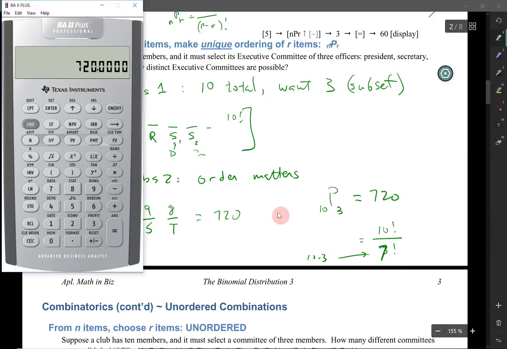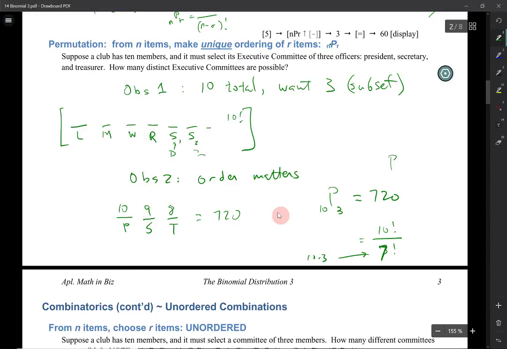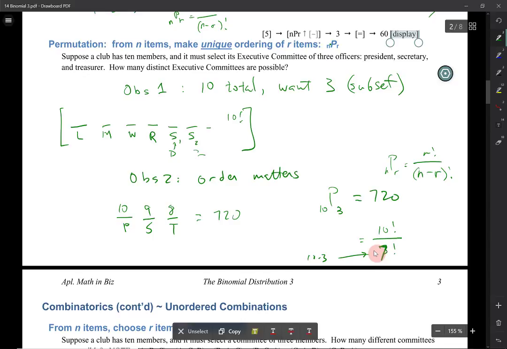So P(n, r) is equal to n factorial divided by (n minus r) factorial. The first time I just did the 3 factorial, but I should have done the n minus 3, which is 7. Okay, so that's sort of just the definition.